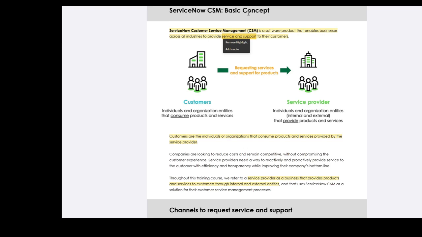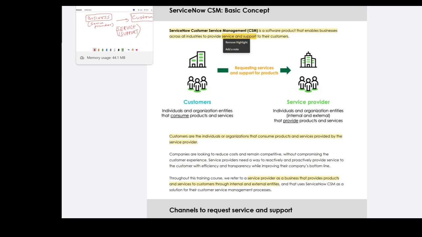So today we are going to discuss ServiceNow CSM. CSM stands for Customer Service Management. So what is CSM? It is a software product that enables businesses to provide service and support to their customers. So the keyword here is service and support, right?